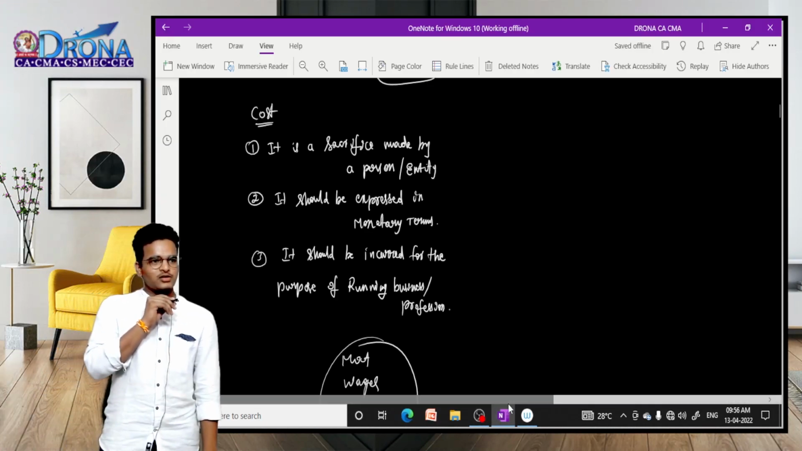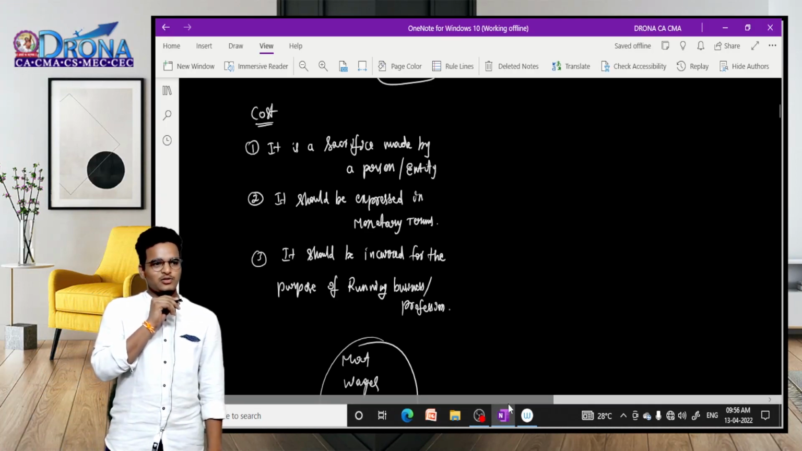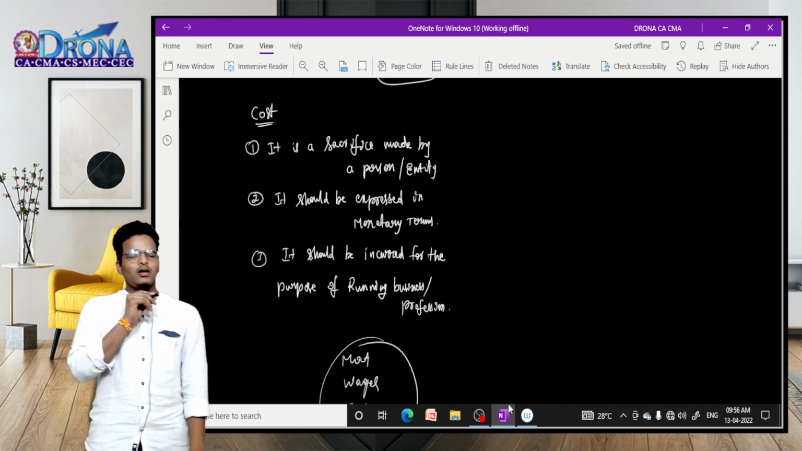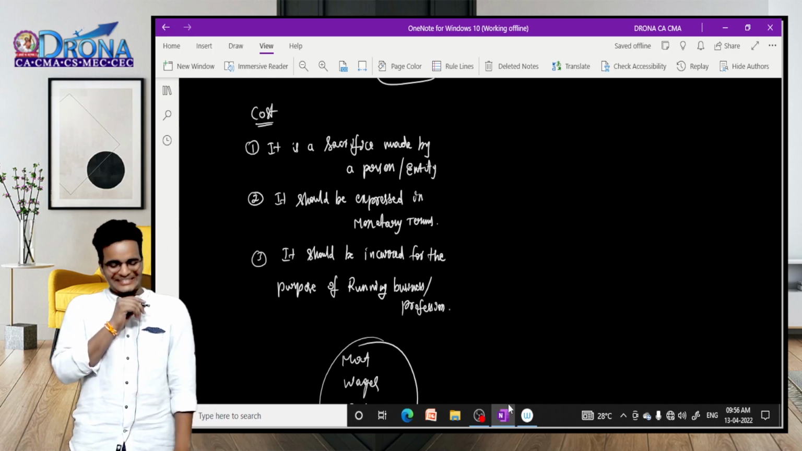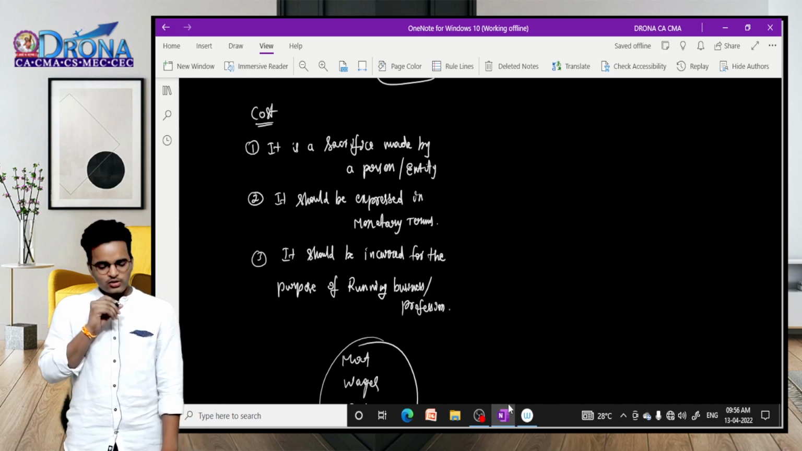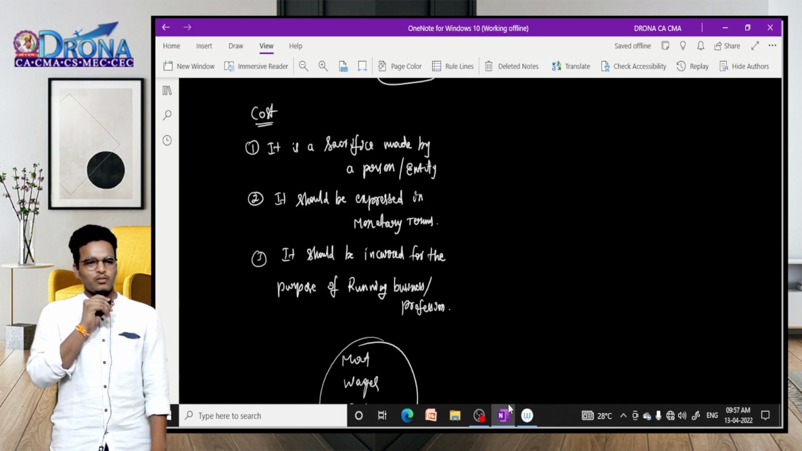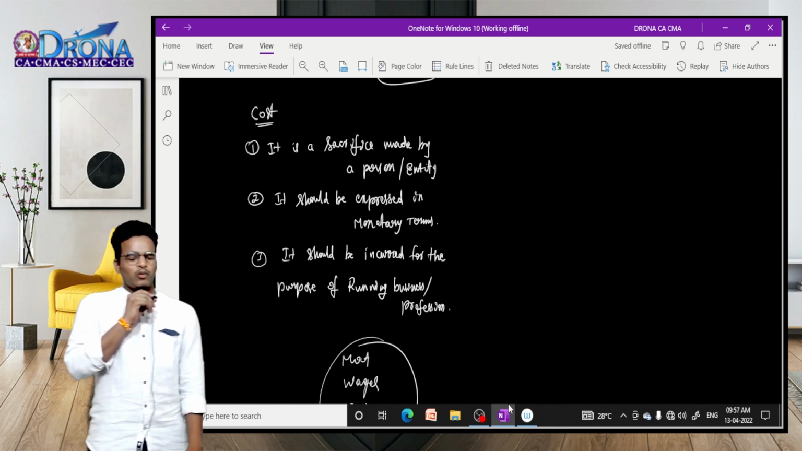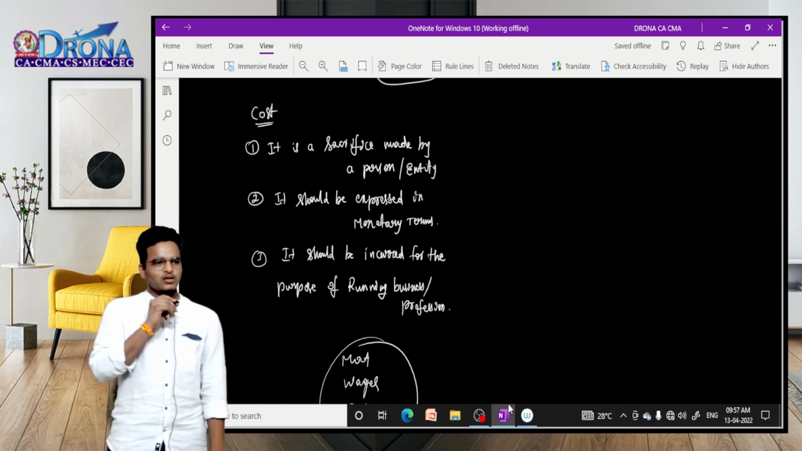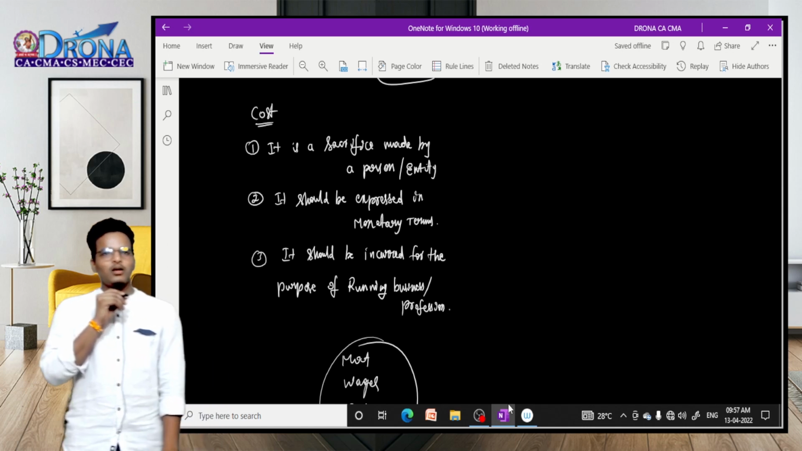Cost, it is a sacrifice by a person or entity. It must be expressed in monetary terms. It should be incurred for the purpose of running business or profession. Costing is the process of ascertaining the cost of a product or service. It is classified into three types.